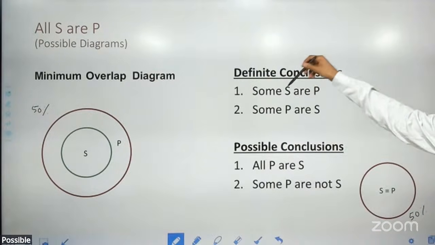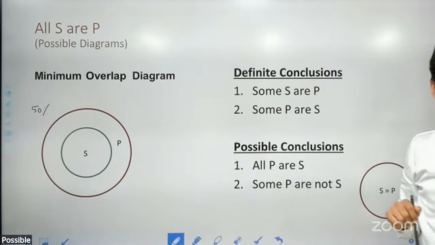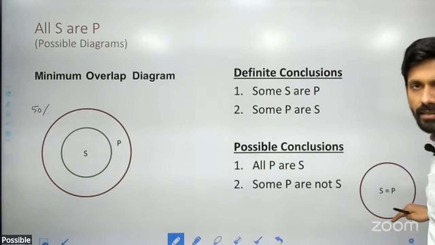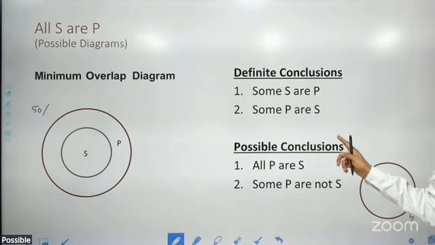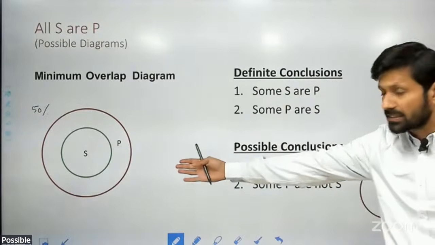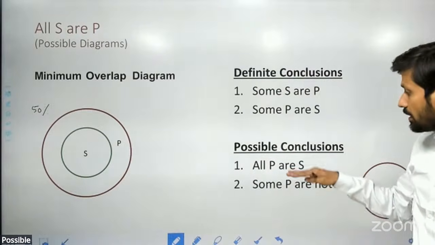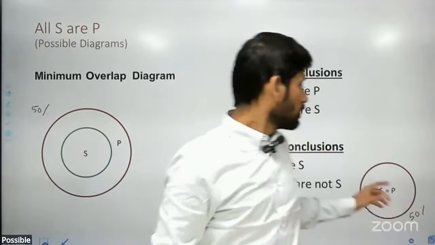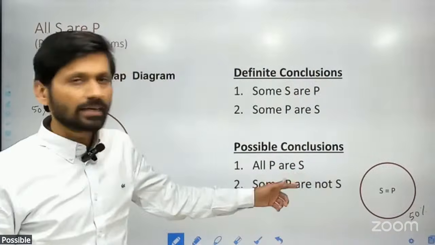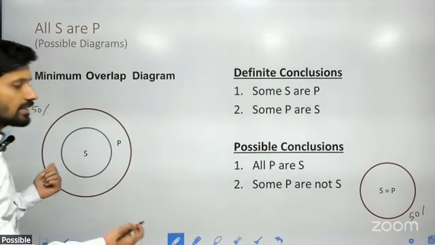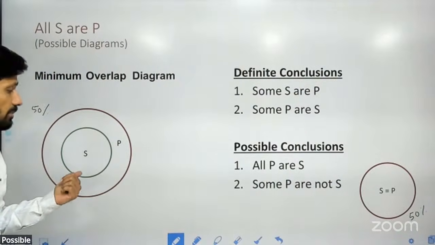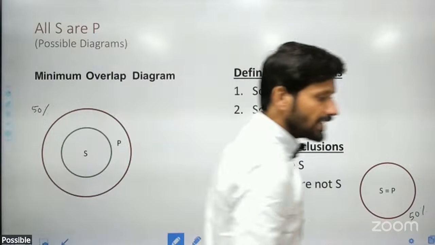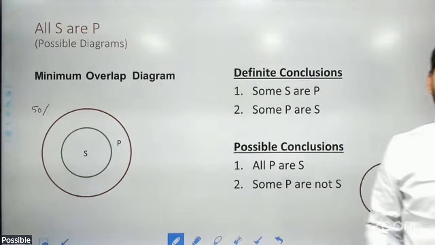Now the definite conclusions and possible conclusions, again, very simple. Some S are P is a definite conclusion from all S are P. Why? Because we can see it in both the diagrams. Some P are S is a definite conclusion, we see it in both the diagrams again. All P are S is a possibility because it is true only in one diagram, which is the diagram on the right. And some P are not S is also only a possibility because we see it only in the left diagram, the minimum overlap. So two definite conclusions.